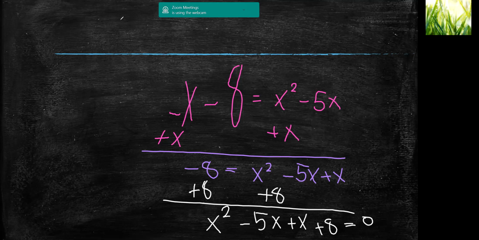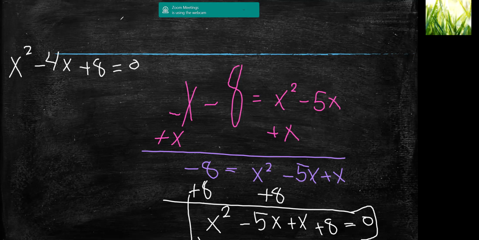Did I finish now? Still factoring. Yeah, but did I finish isolating it? Is it ready now? Yes, but I have to simplify it. Look at it here. We have negative 5x plus x, negative 4x. It's not simplified. So I have to write it as x squared minus 4x plus 8 equals 0.